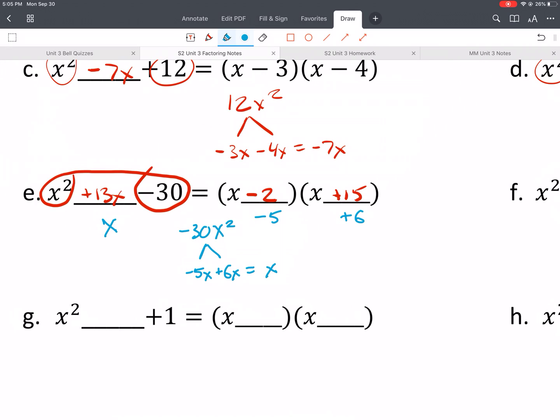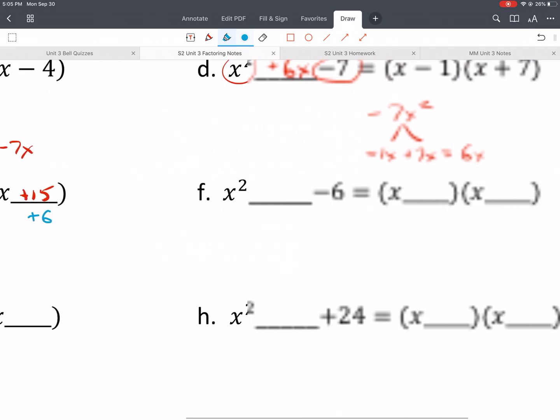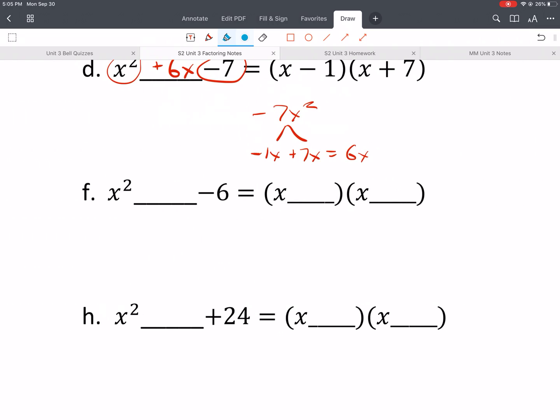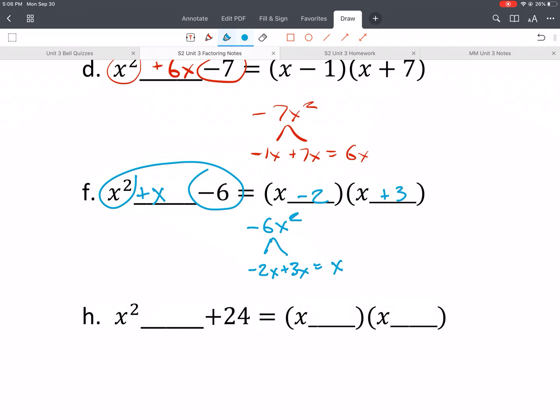On your homework, I'll give you a list of many, and if there's others that aren't on there, then you could show it to me and I'd say, yeah, that's good. All right, same sort of thing. Basically, what are two numbers that will multiply to give us a negative 6x squared? Well, you could do negative 2x and a positive 3x, and that would end up giving us a positive x. So minus 2 plus 3 and just a positive x.